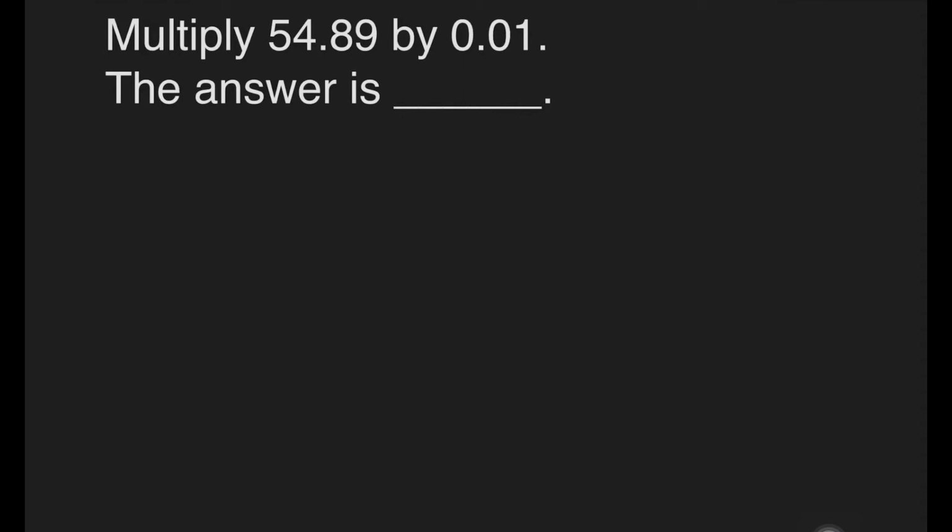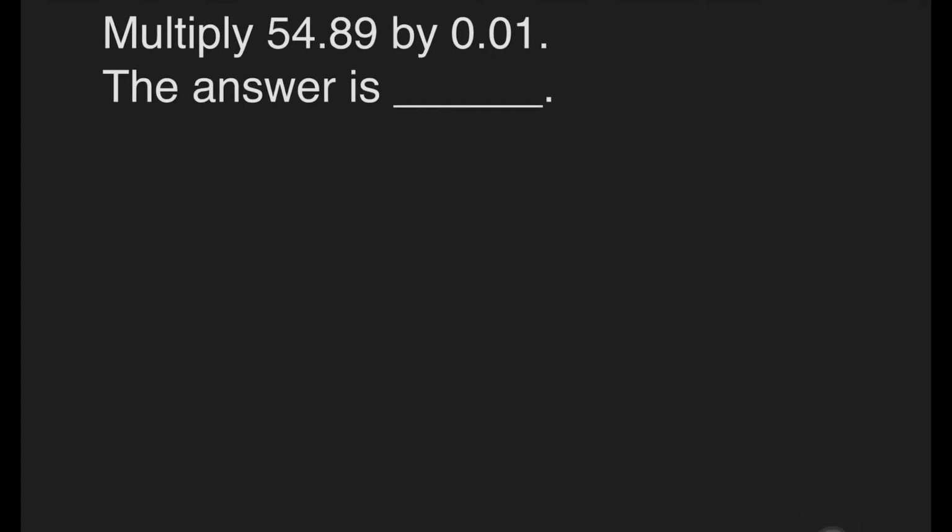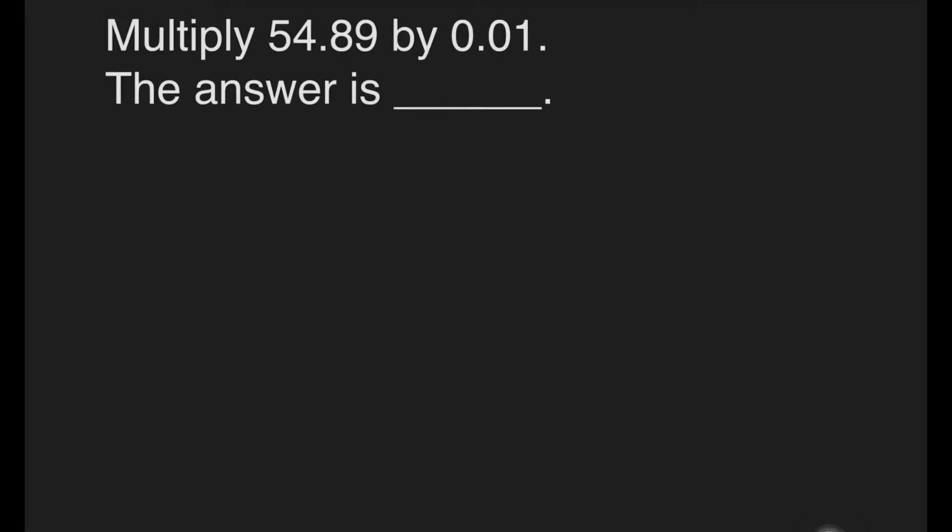Next problem. Multiply 54 and 89 hundredths by 1/100th. The answer is blank. When we multiply a decimal by 1/100th, we move the decimal point two places to the left to find the product. Somehow it's just like multiplying with 1/10th, but this time we will just move two decimal places to the left, and that's going to be fun.